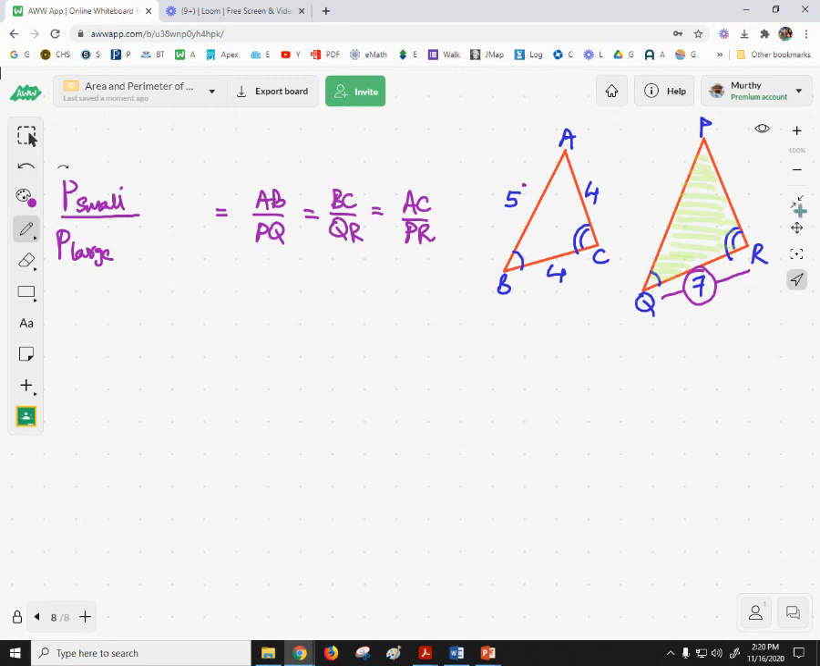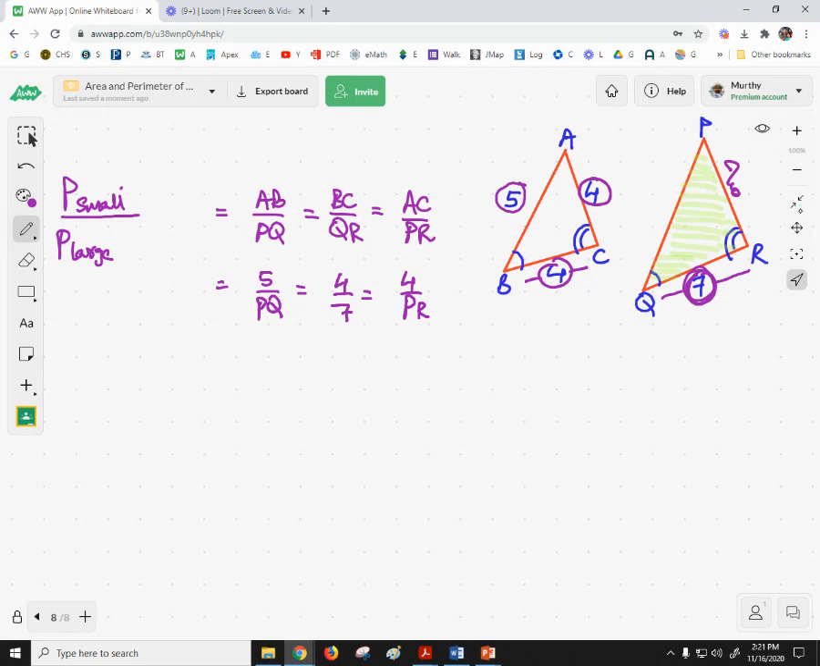Now let's plug in these values. Do I know the value of AB? Yes, I know. So let me take that, it is 5. What is the value of PQ, the corresponding side? Oh my gosh, I don't know. So let it be PQ. Then BC, here I see 4 units and the corresponding value is 7 here. So that's going to be 4 over 7. Then AC, I see 4 units and PR, we don't know. So that's going to be 4 over PR.